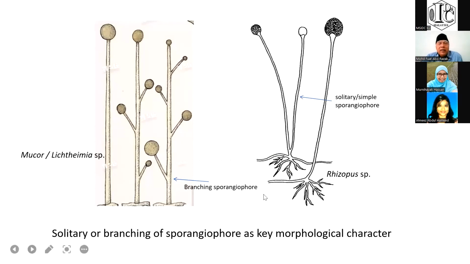Another character that we can use to differentiate Mucorales is the branching of the sporangiophore. In Rhizopus, there is no branching of the sporangiophore, but in Mucor and Lichtheimia, you can see branching. This is the hypha, and this is the sporangiophore, and you can see branching. This is non-branched. These are branched sporangiophores.